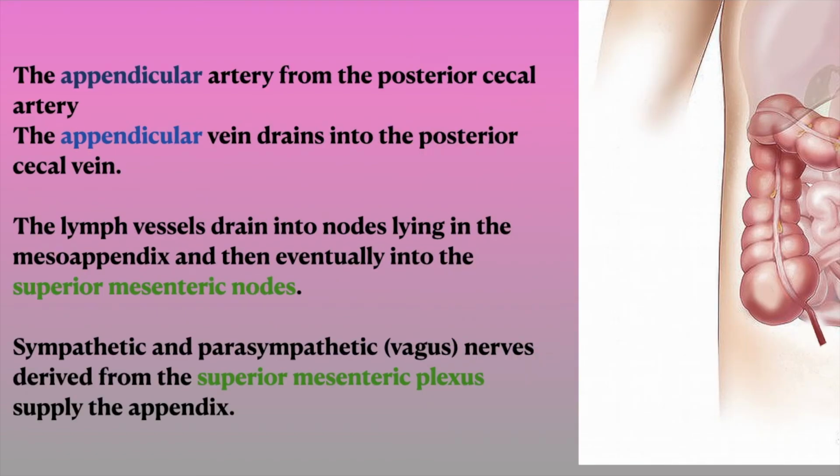The blood supply of the appendix is from the appendicular artery, which arises from the posterior cecal artery, and the appendicular vein drains into the posterior cecal vein. The lymph vessels drain into nodes lying in the mesoappendix and eventually into the superior mesenteric nodes. The nerve supply is sympathetic and parasympathetic, derived from the superior mesenteric plexus.